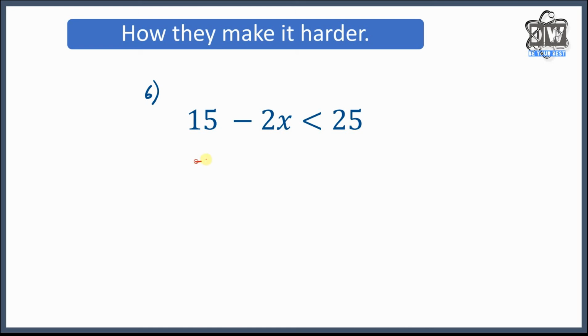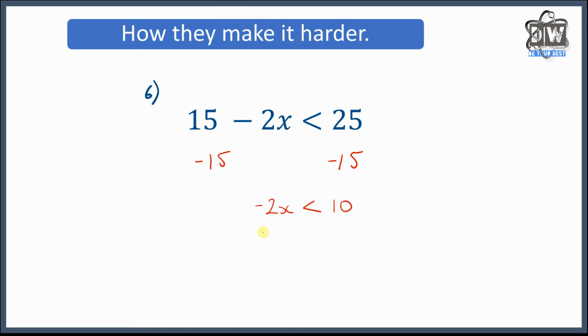Okay, first things first, we're going to take away 15 from both sides. Now, you might have noticed also that some would say it's written in a funny order. We normally have the x's first. Well, this is how they make it a little bit harder for you. So be prepared for all of these things to happen. But we'd be left with minus 2x is smaller than 10.